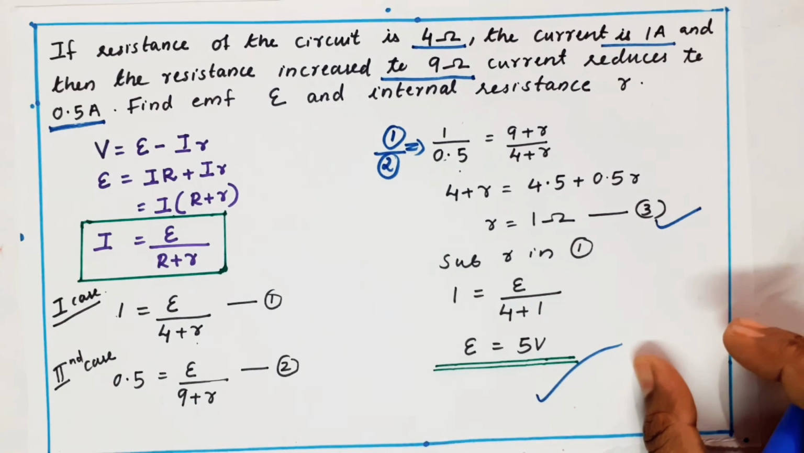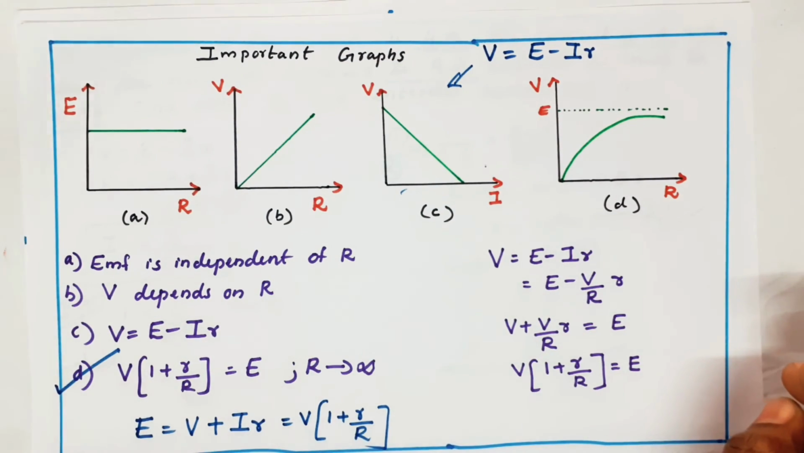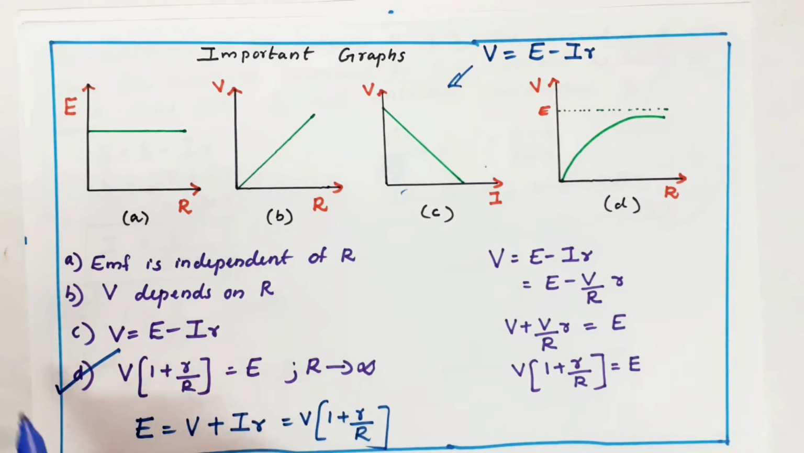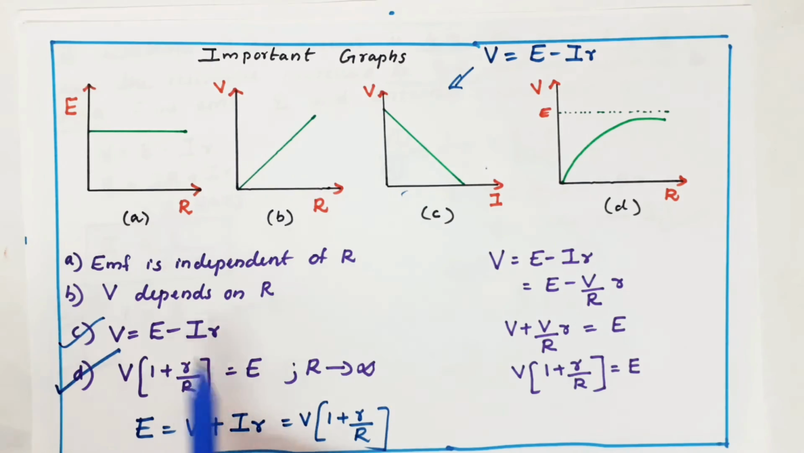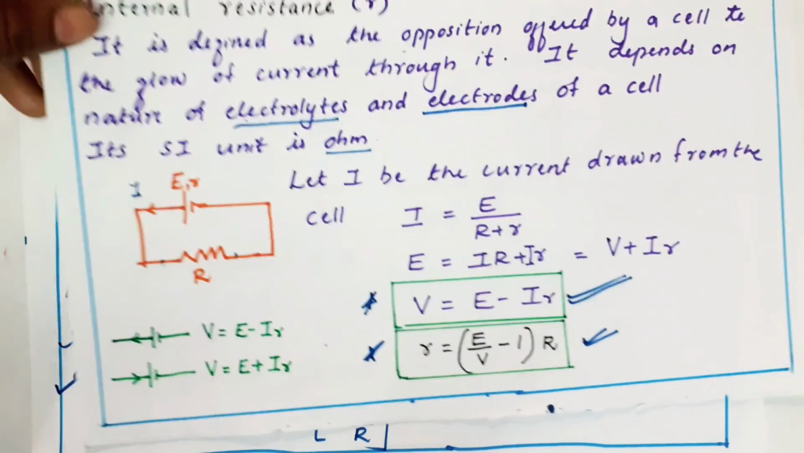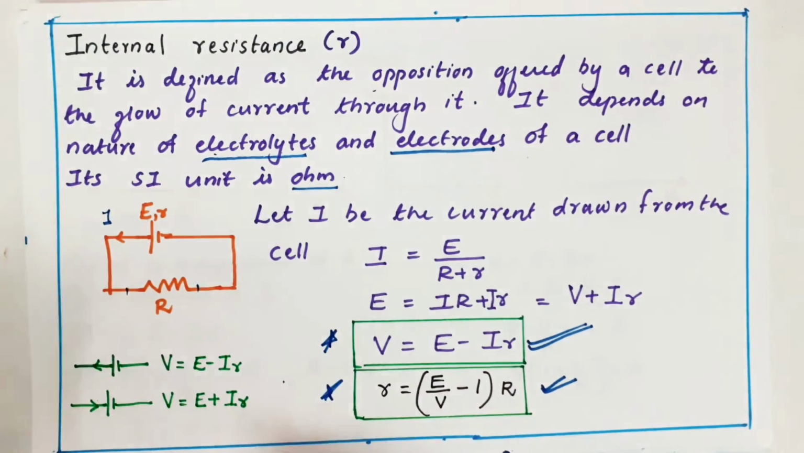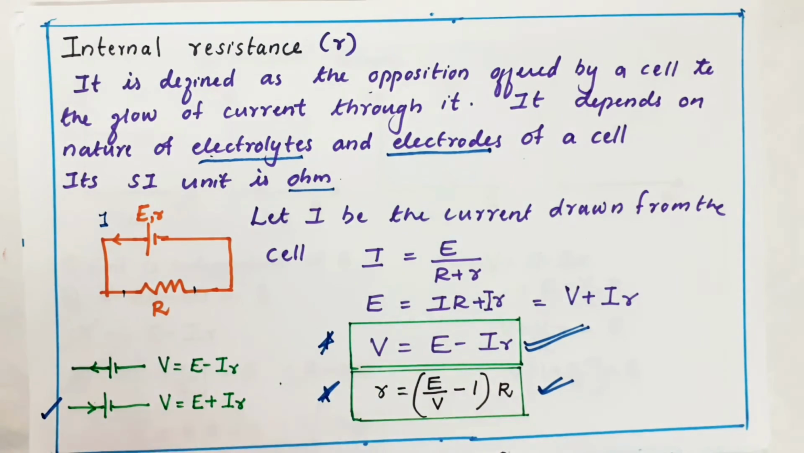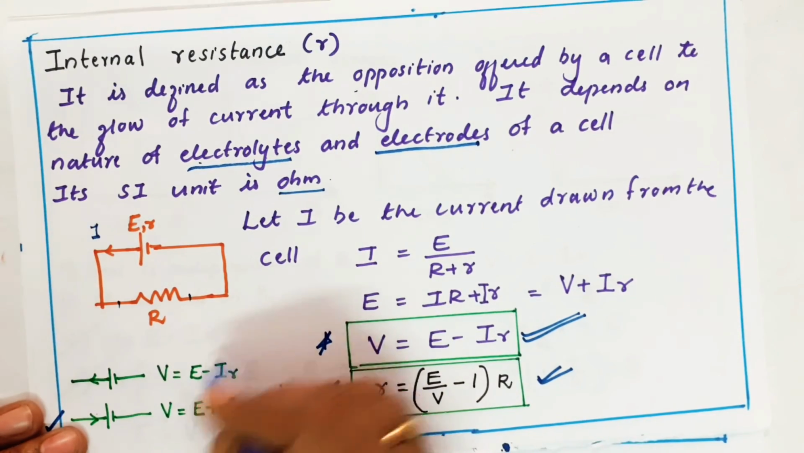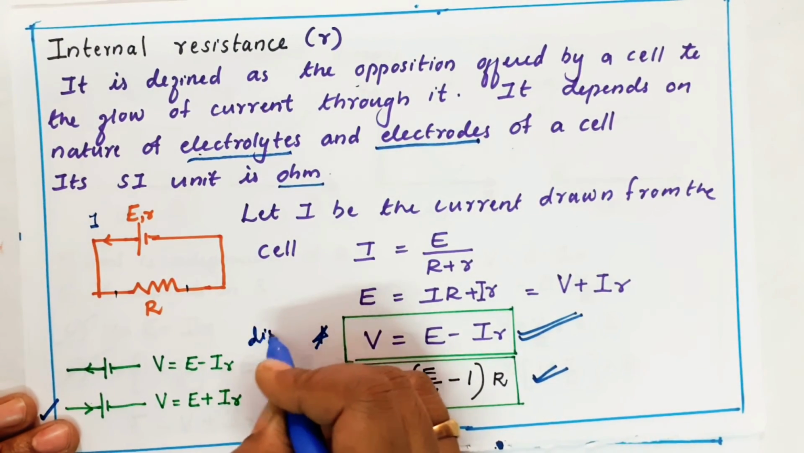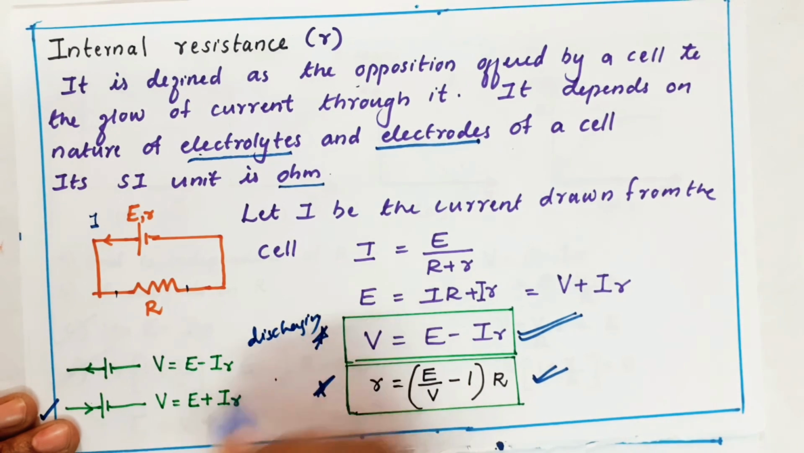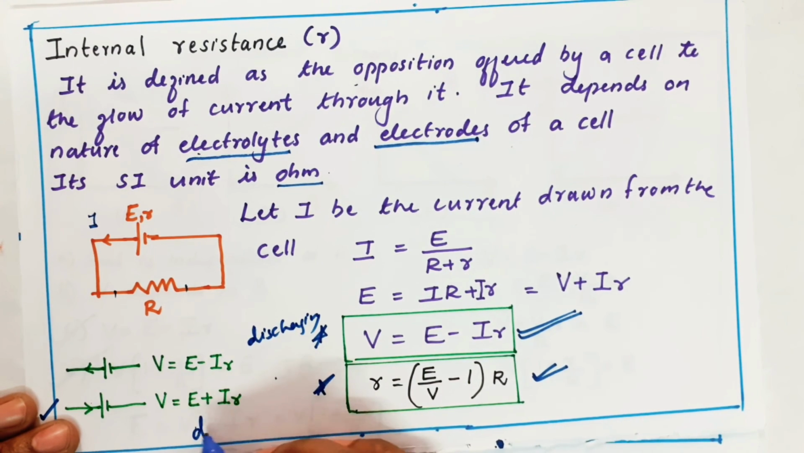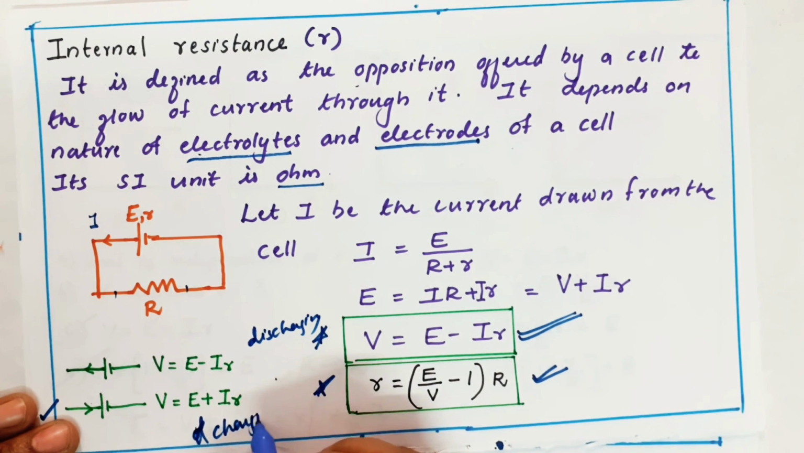Clear? So now you see what I told. In this we learn about the cell, internal resistance and EMF. The main relation you should remember is V equals E minus Ir. But remember, the possibility of V equals E plus Ir will also come when we give the current, that means charging. The first, E minus Ir, is for the discharging case, and the last, E plus Ir, is for the charging case.